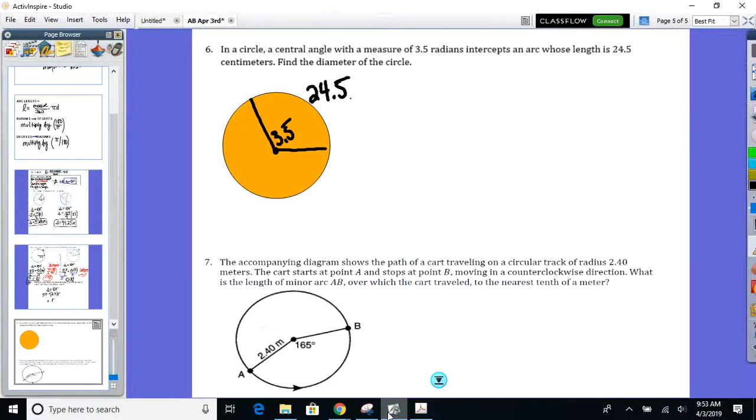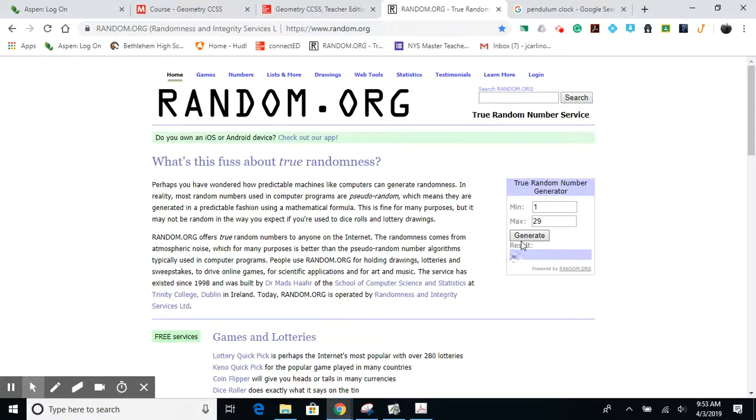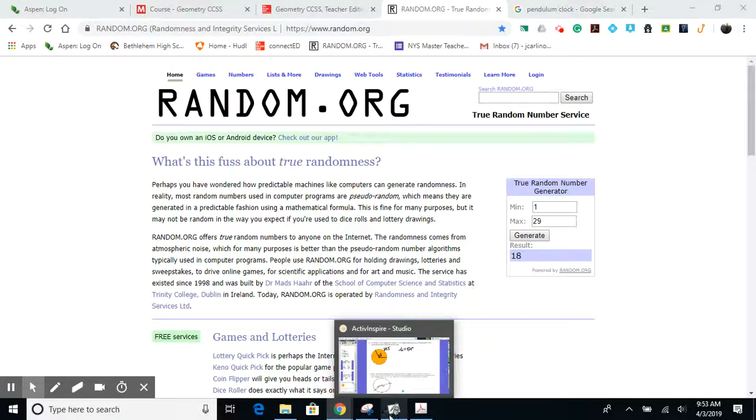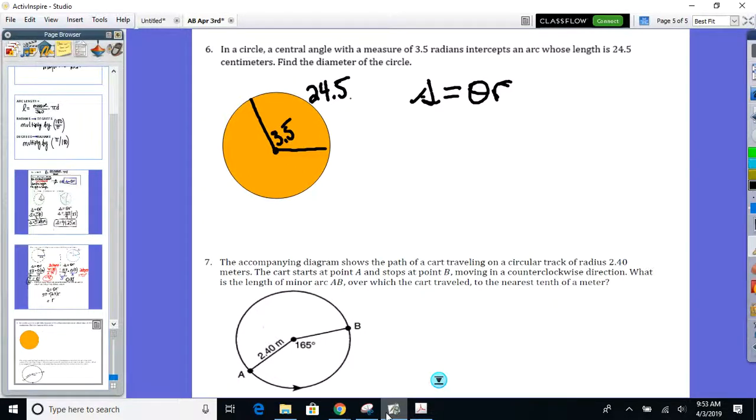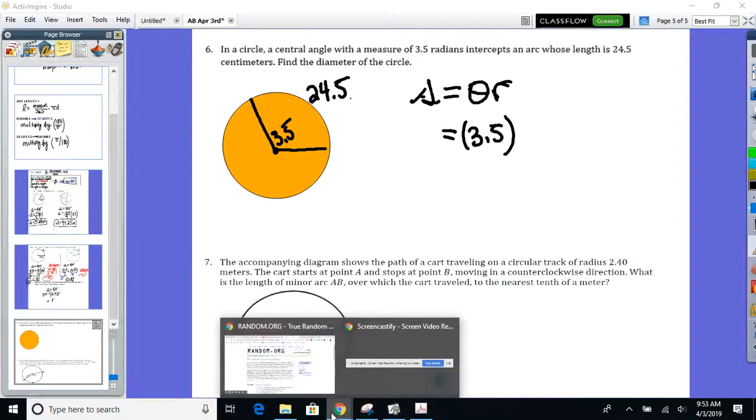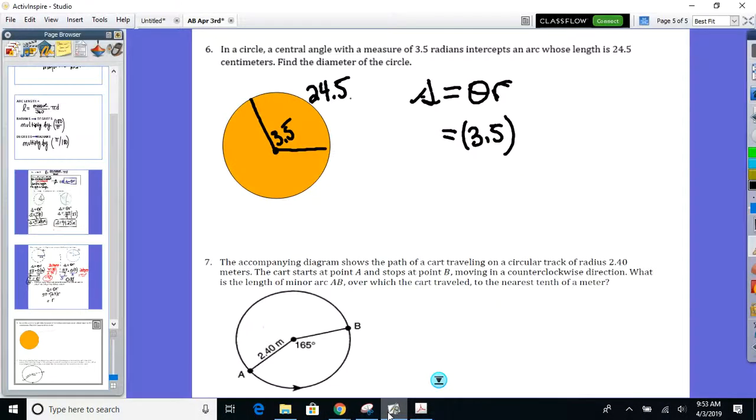Two, what formula did you decide to use? Because I am told about arc length here. So two formulas, which one? S equals theta R, because the angle is in radians. All right, what'd you plug in for everything here? 18, what'd you plug in? Where'd you plug the 3.5 in for? Theta, yep. And 21, where'd you plug the 24.5 in for? S, that's arc length.